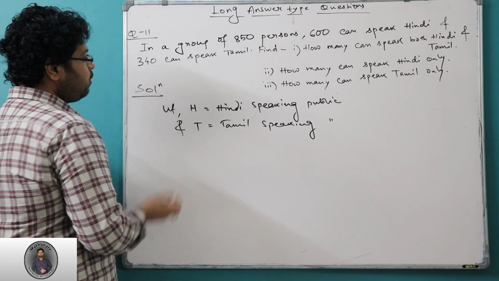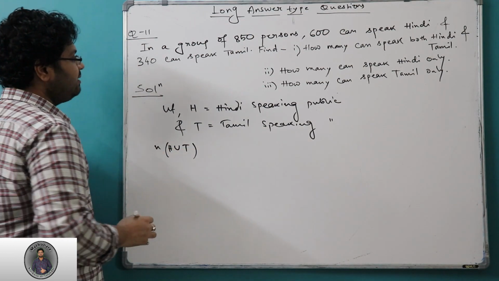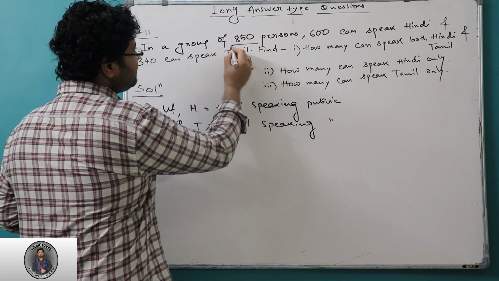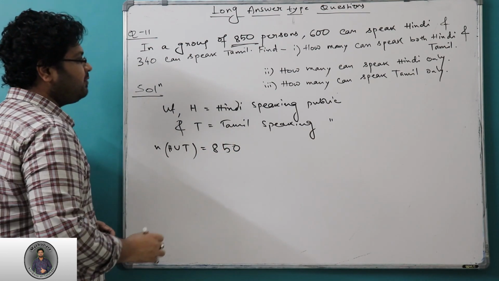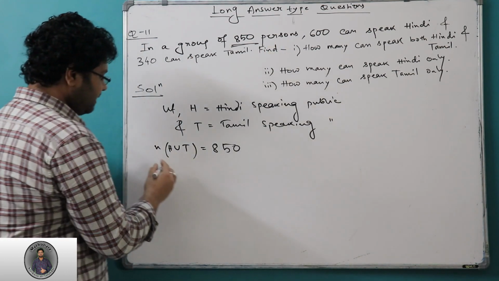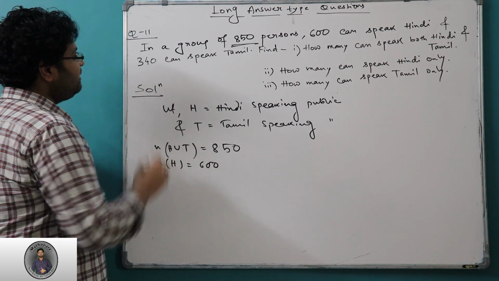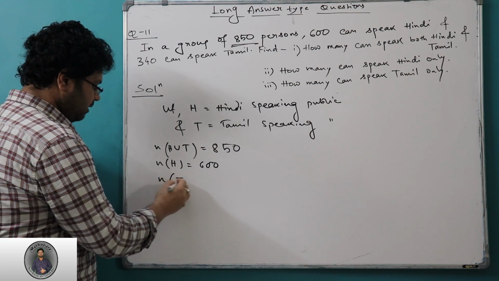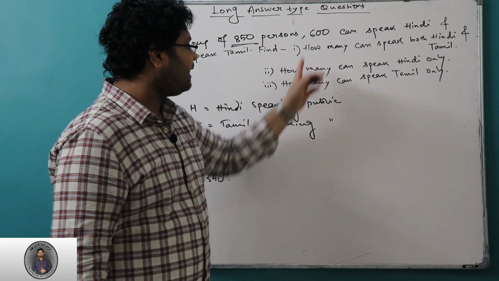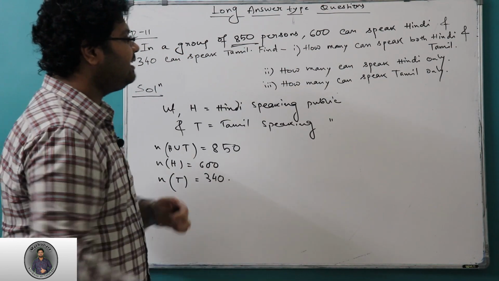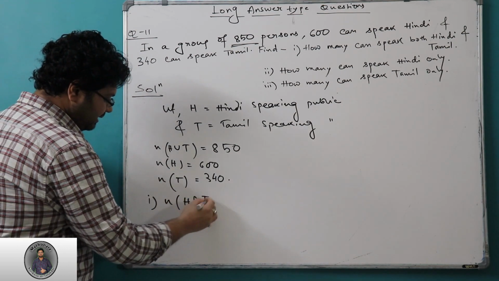Now what is given in that question: n of H union T, as the total number of persons in that group is 850. So n of H union T will be 850. Now 600 can speak Hindi, so n of H will be 600. Now 340 can speak Tamil, so n of T will be 340. These are given, and now we need to find how many can speak both Hindi and Tamil. That is, we need to find n of H intersection T.